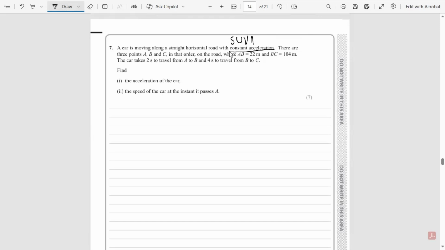I mean, you may not need to use the SUVAT equations, but if you do have constant acceleration, you can use the SUVAT equations. So there are 3 points A, B, C in that order on the road, and the distance A to B is 22 meters, and the distance B to C is 104 meters. The car takes 2 seconds to travel from A to B, and 4 seconds to travel from B to C. Part I, find the acceleration of the car.